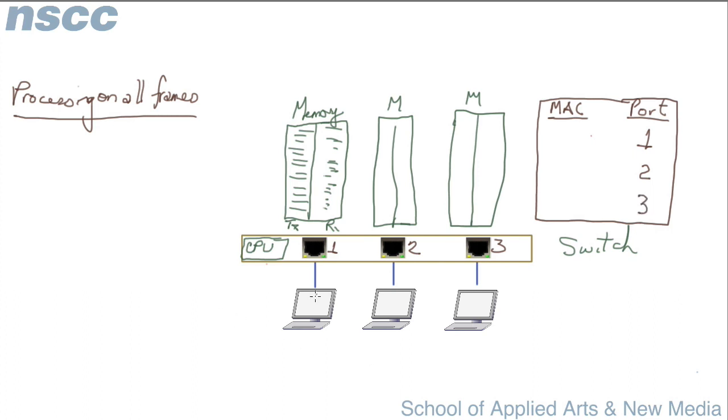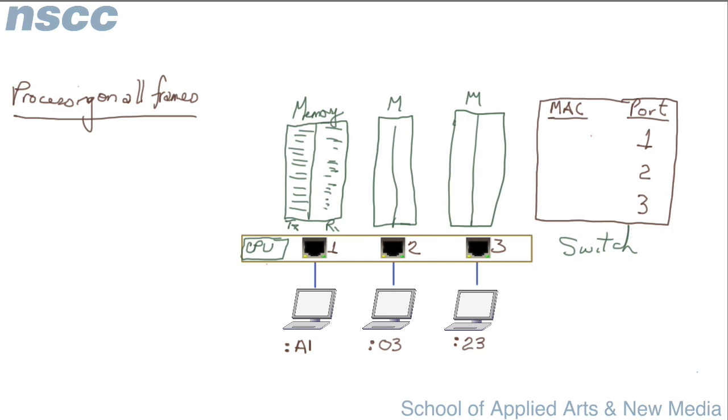And we'll give these 3 PCs a MAC address, and we won't write all the 48 bits. We'll just use the last 8 bits, and we'll say this MAC address ends in A1, this ends in 03, and this would end in 23. So these are fairly random MAC addresses.